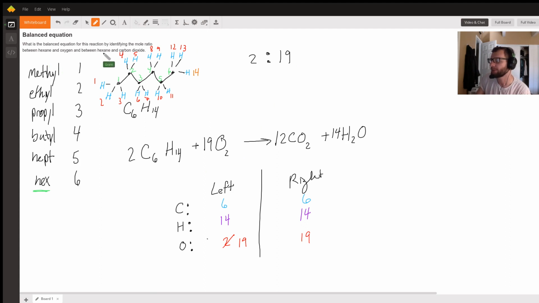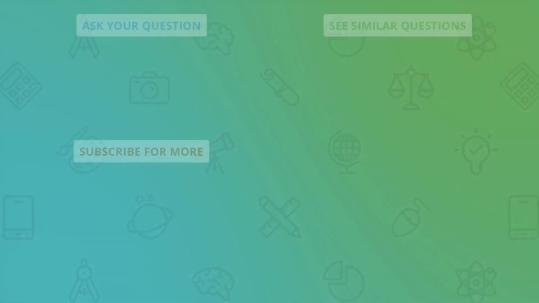And then the mole ratio between hexane and carbon dioxide: for every 2 moles of hexane, we have 12 moles of carbon dioxide, and we can rewrite this as 1 to 6. We divide by 2, that's how we get 1 to 6. So we have a 2 to 19 mole ratio of hexane to oxygen, and a 1 to 6 mole ratio for hexane to carbon dioxide.